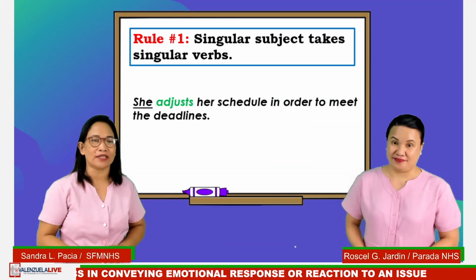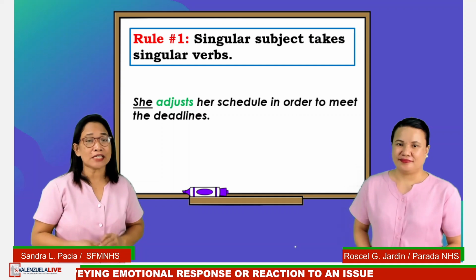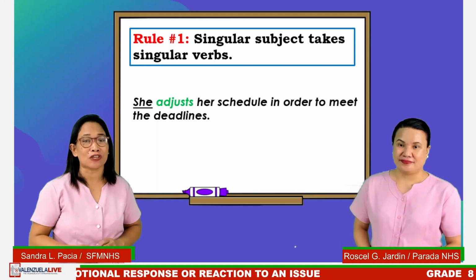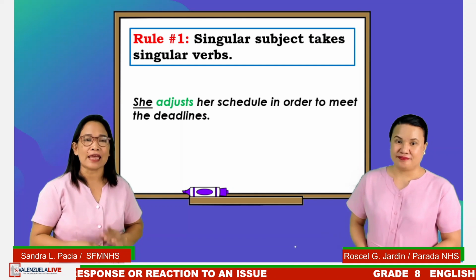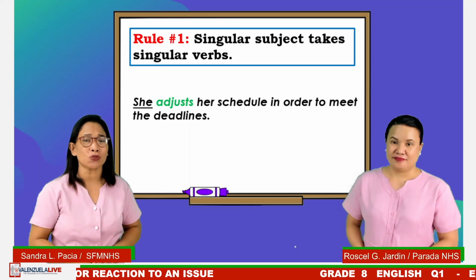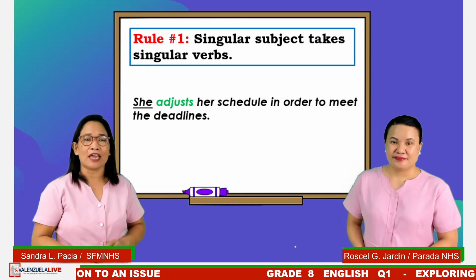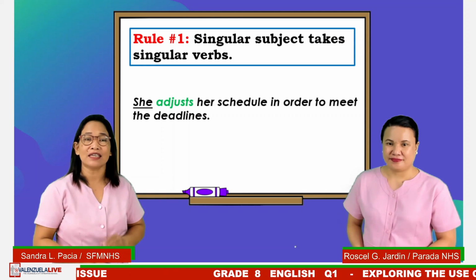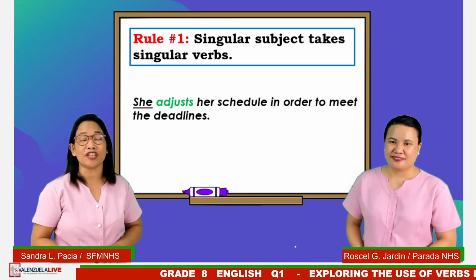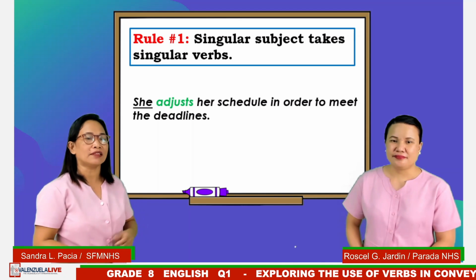Rule number 1. Singular subject takes singular verbs. The S form of the verb is used with singular subject and with pronouns he, she, and it in the present tense. Look at this example.